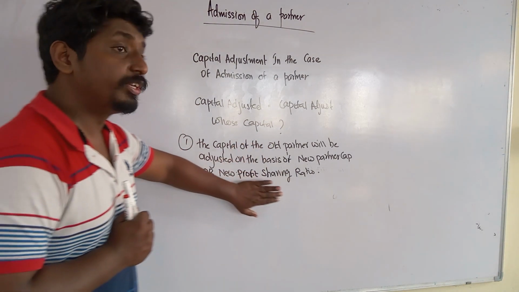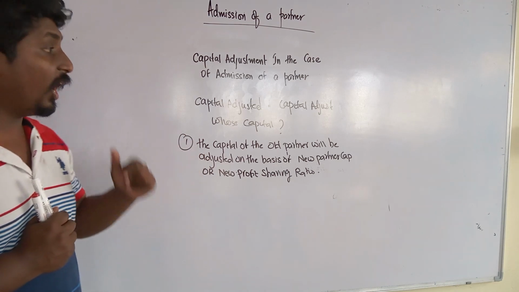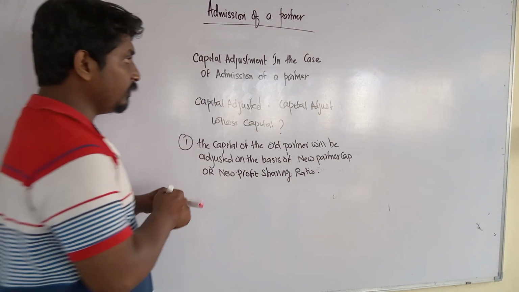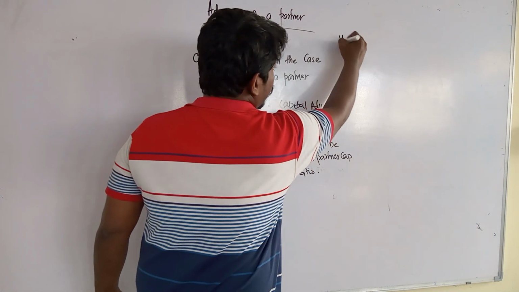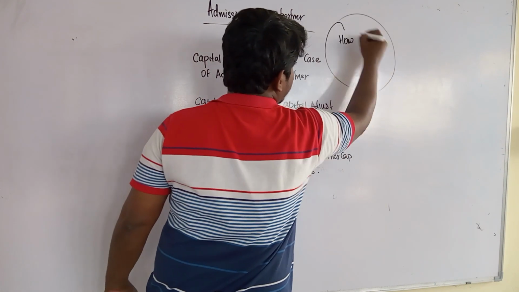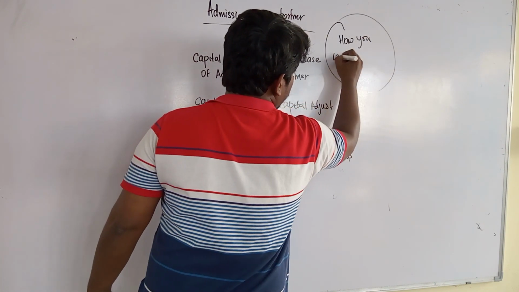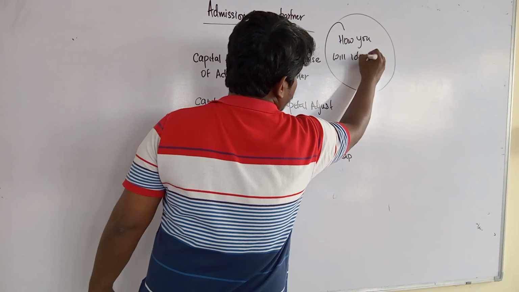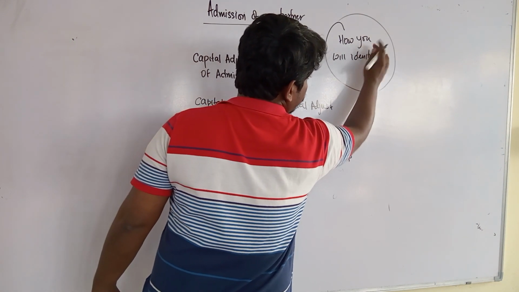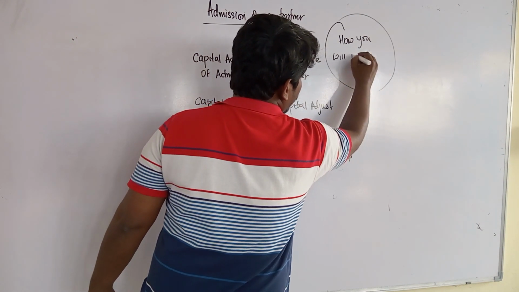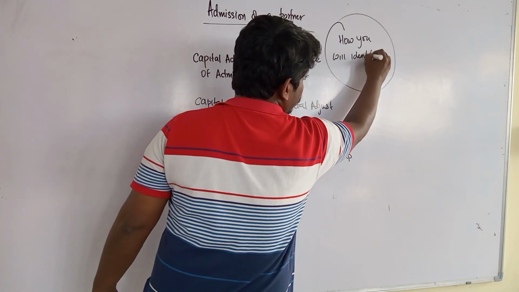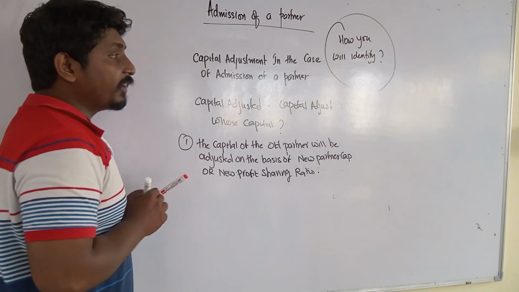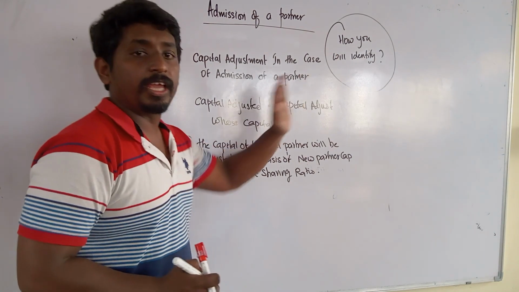So we'll just learn how to deal with this. How will you identify whether this is a problem of capital adjustment? This is another important question. It's very simple. You read the adjustment very carefully.